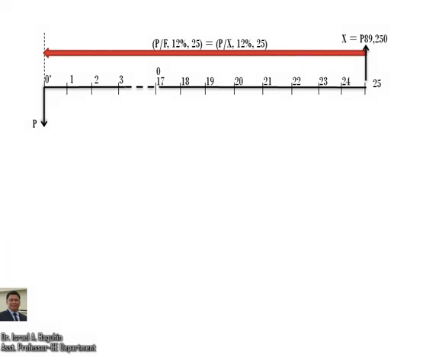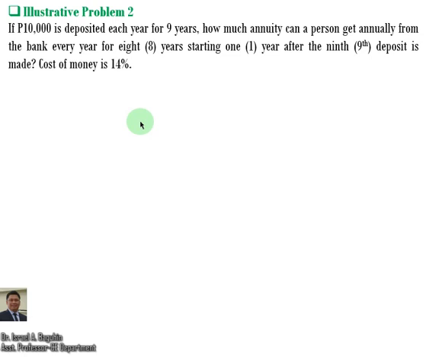So we have now illustrative problem number 2. If 10,000 is deposited each year for 9 years, how much annuity can a person get annually from the bank every year for 8 years, starting 1 year after the ninth deposit is made? Cost of money is 14%.